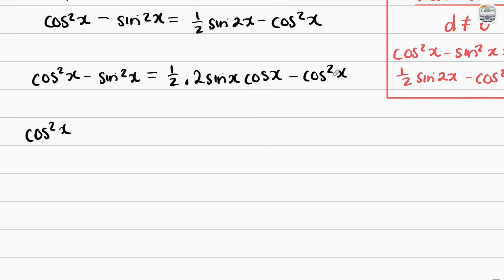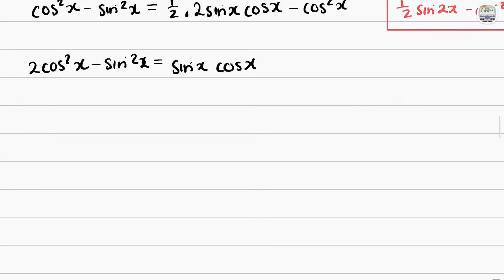These are like terms, so we take it over and it will become positive cos squared x, giving us 2 cos squared x. And then we have a minus sine squared x, and then here these multiply. If you say a half multiplied by 2, 2 is just over 1, so the numerator and denominator would cancel each other and they become 1. So this is just sine x cos x.